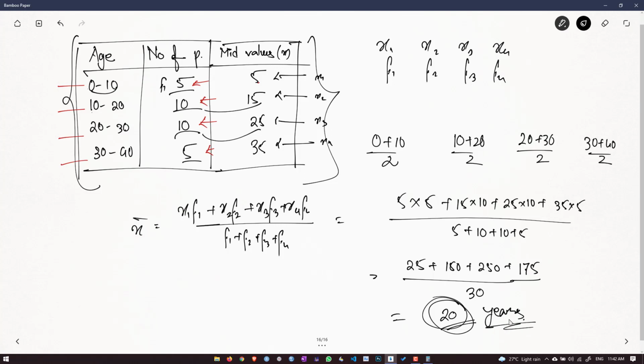So this is how we calculate arithmetic mean for different types of data sets: ungrouped, discrete grouped, and continuous grouped, right? So that's all for this class. In the next class we will discuss geometric mean and harmonic mean, and then we will go to median, and then we will move to dispersion, that is standard deviation, range, and variance.